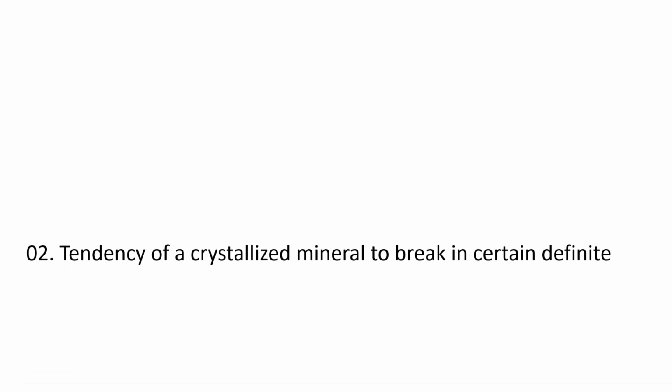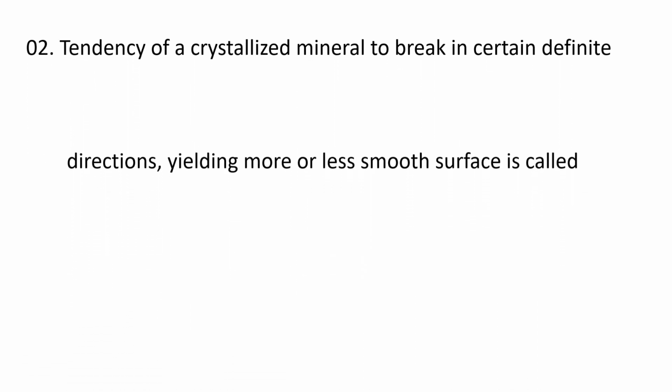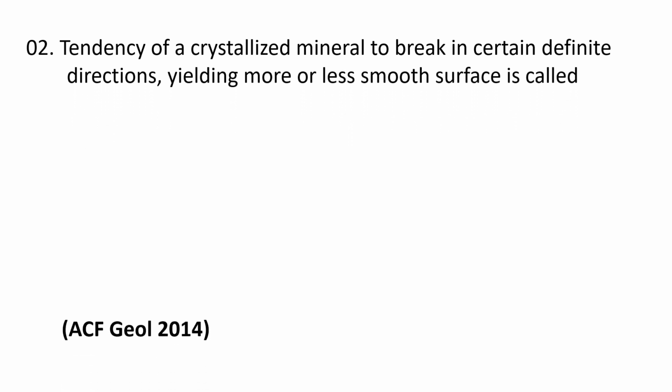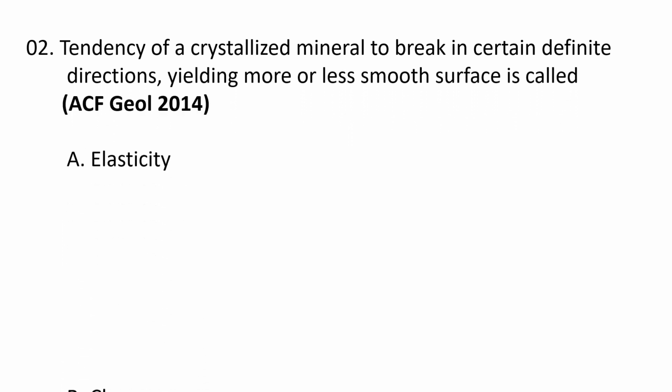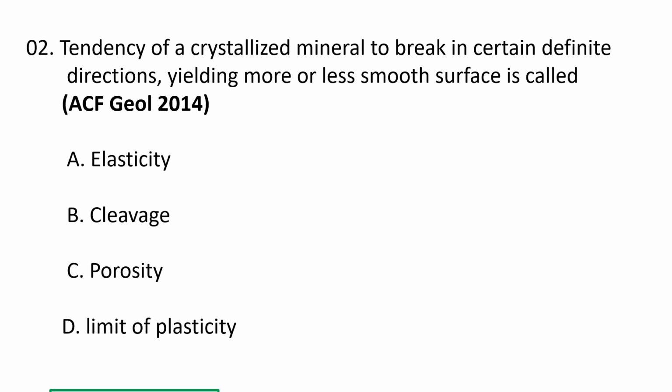Next question. Tendency of a crystallized mineral to break in certain definite directions, yielding more or less smooth surface is called. A. Elasticity, B. Cleavage, C. Porosity, D. Limit of plasticity. So this is a very straightforward question. The correct option is cleavage.